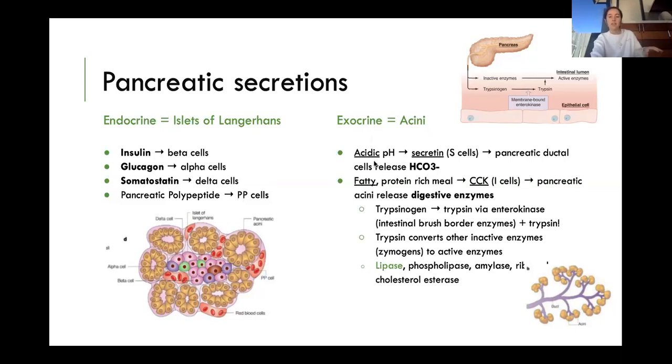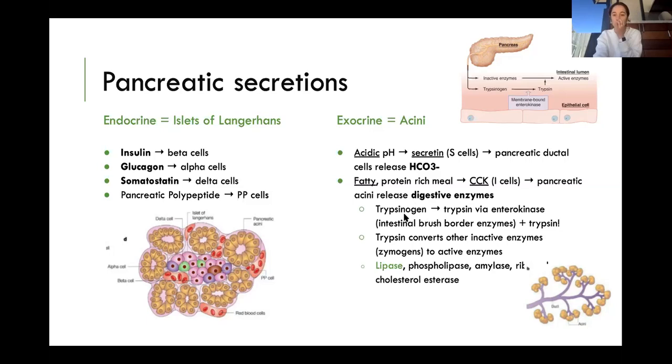So when you have an acidic stimulus from your food, it leads to secretin being released, which I'll talk about more specifically later. But the secretin leads to your pancreatic ductal cells releasing this bicarb to protect from the acid. Whereas if you've got fatty food, then you need your enzymes to digest it. So CCK is released, which triggers the acinar cells to release these digestive enzymes.